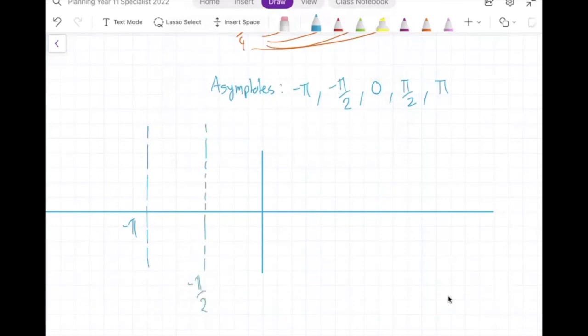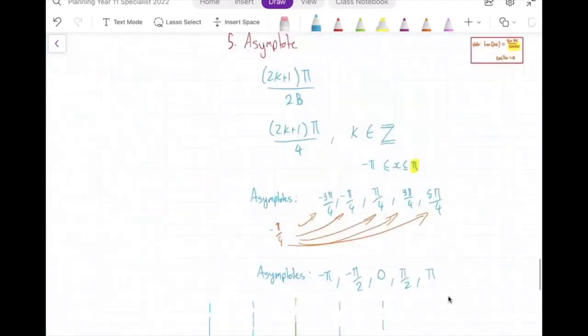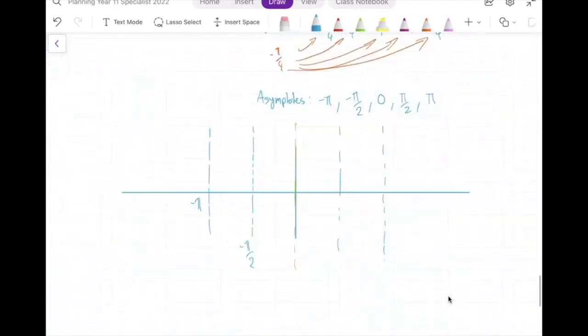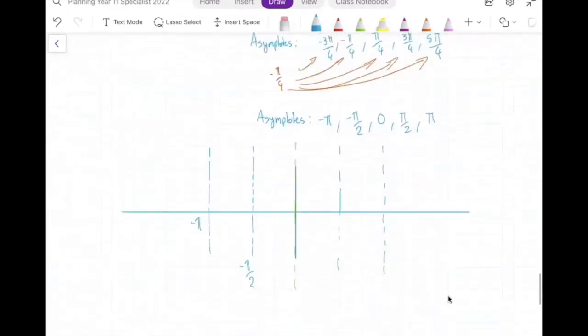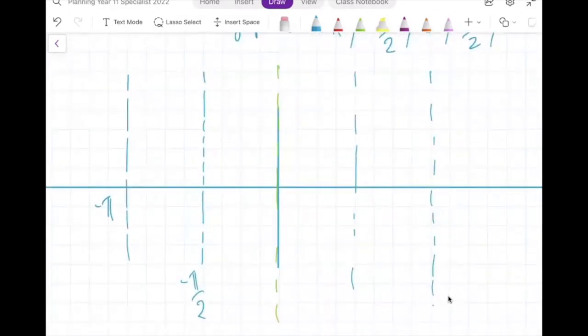Then I'm going to have 0, put that in a slightly different color. I'll go up another 4. 1, 2, 3, 4. 1, 2, 3, and 4. So there's my asymptotes. I worked out earlier that I already have a point. That's the point pi on 4, at minus 2. That's going to be somewhere around about here. That's sort of the middle.